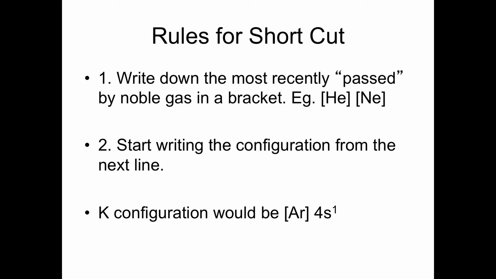For example, potassium, the one that we just did, I would represent that by putting argon in a bracket and then 4s1. That is the next available line after I am done with argon. So let me first do the longhand version of potassium. I know that we just did that. That was 1s2, 2s2, 2p6, 3s2, 3p6, 4s1. Now, why am I allowed to change this all the way to Ar in a bracket and then 4s1?